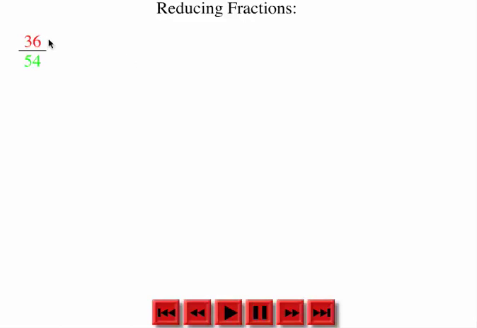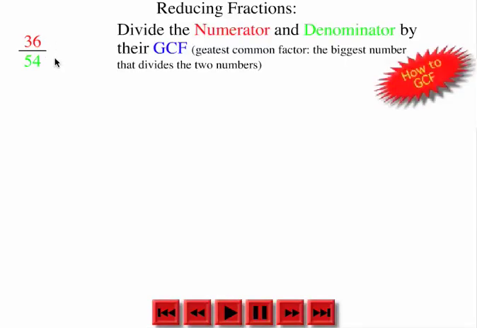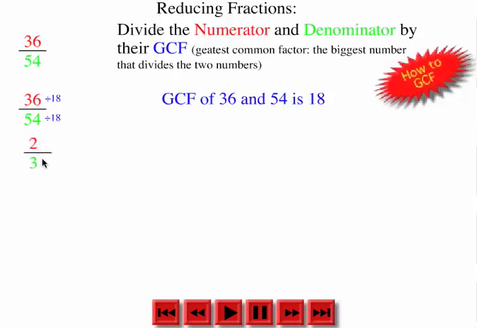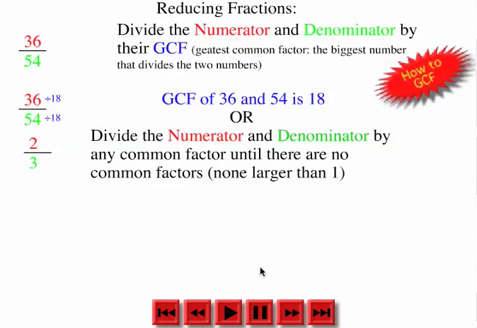What we're going to do is divide the top and bottom by the biggest number that we can find that goes into both of them. That's the greatest common factor, which is 18. So we divide the top and bottom by 18, and that gives us 2 over 3. And that's it. Or you can divide the top and bottom by any factor you can think of. It's easier if you can think of bigger ones, like, for example, 6.